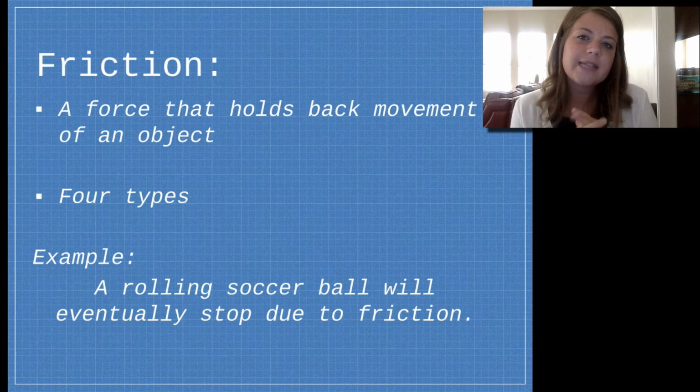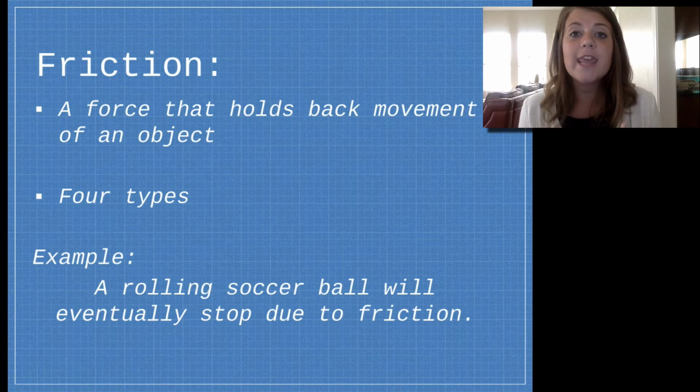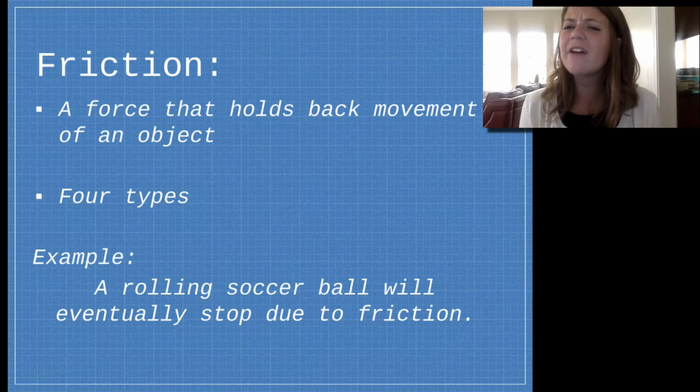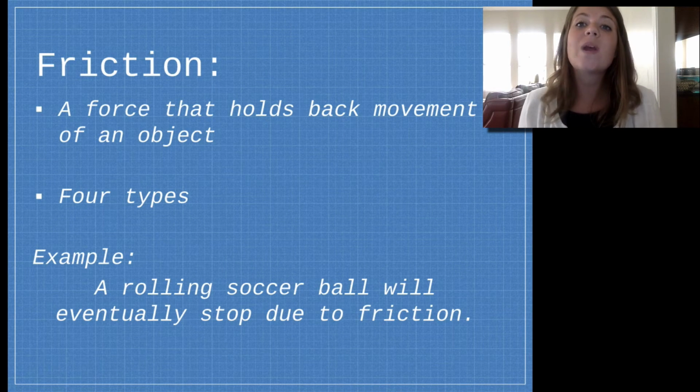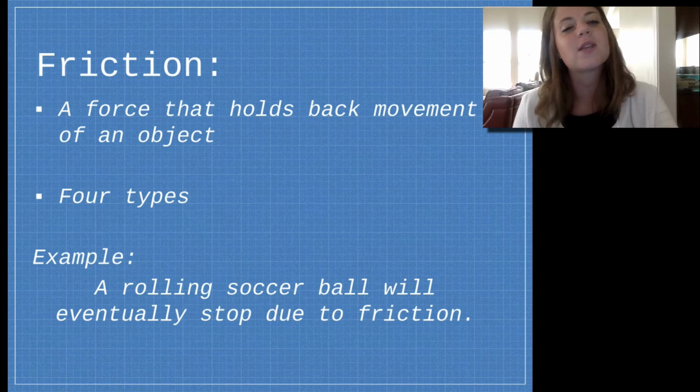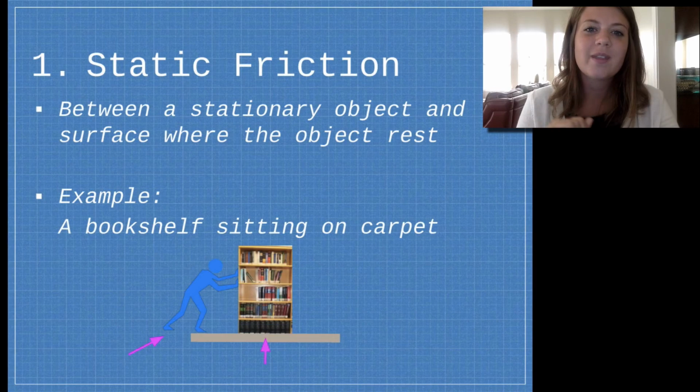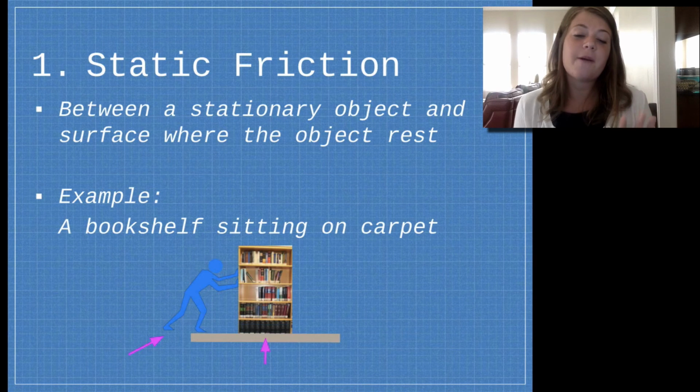Eventually, what is going to happen to that soccer ball? It's going to slow down, right? And then eventually, if you wait long enough and it doesn't roll off a cliff or any of that, it's going to stop. And that is all due to this little force called friction. We're going to talk about 4 different types.